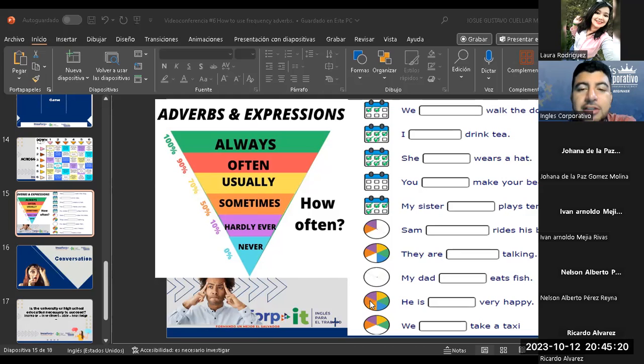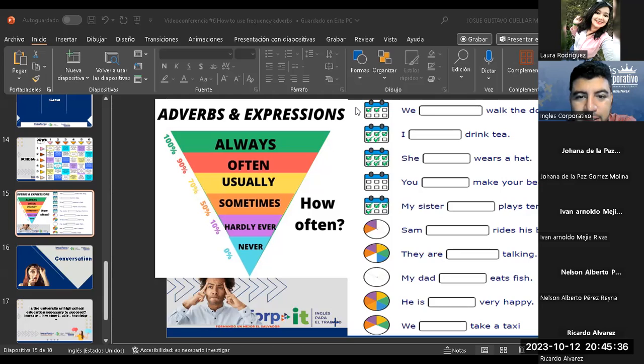1, 2, 3, 4, 5, 6. Okay, so it means we have to take into account how many parts, how many checks or how many spaces in the circle, so we can count on this. También podemos contar con algunos de estos. Vamos de abajo hacia arriba.